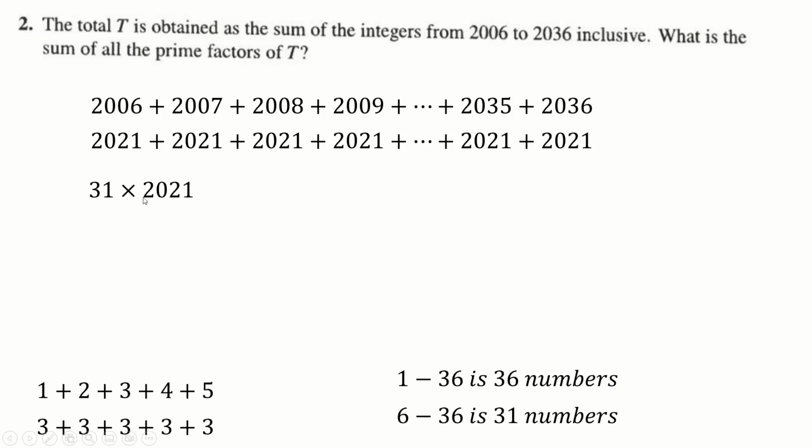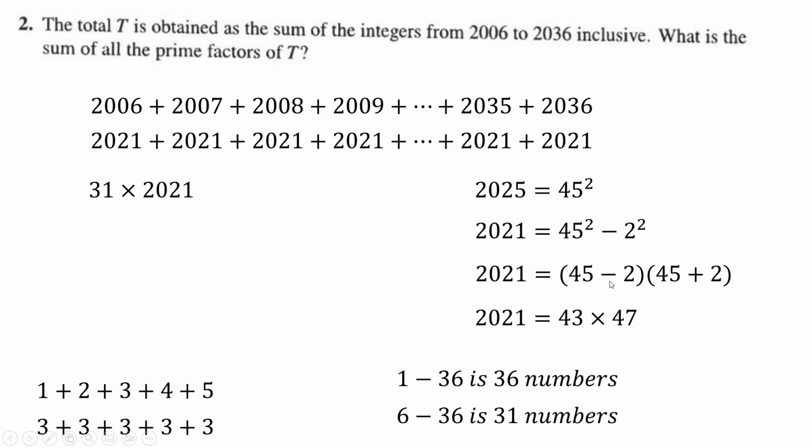And what I noticed is that 2025 is 45 squared. I just kind of know this, which was very useful because it's very close. All I need to do is take away 4, which is the same as taking away 2 squared. And then this is a difference of 2 squares. And so I get prime factors of 43 and 47.